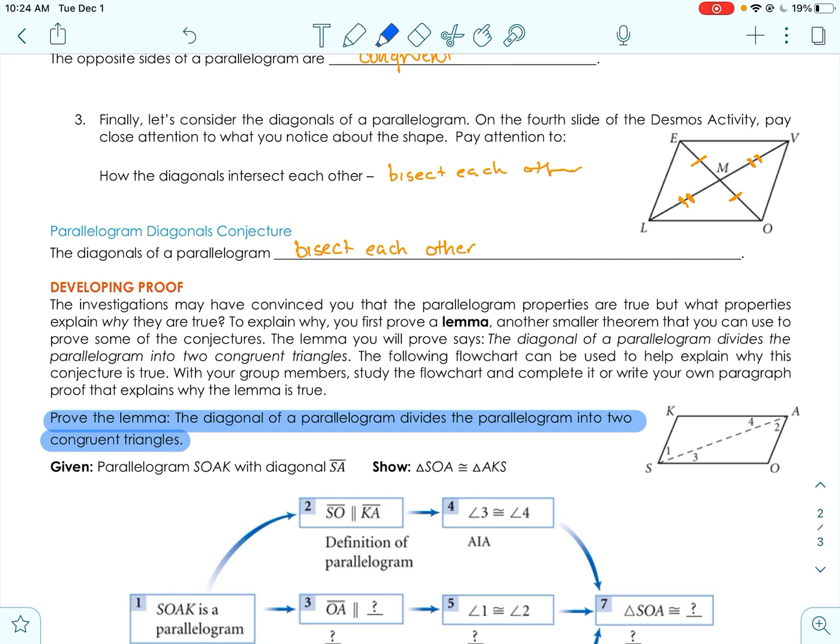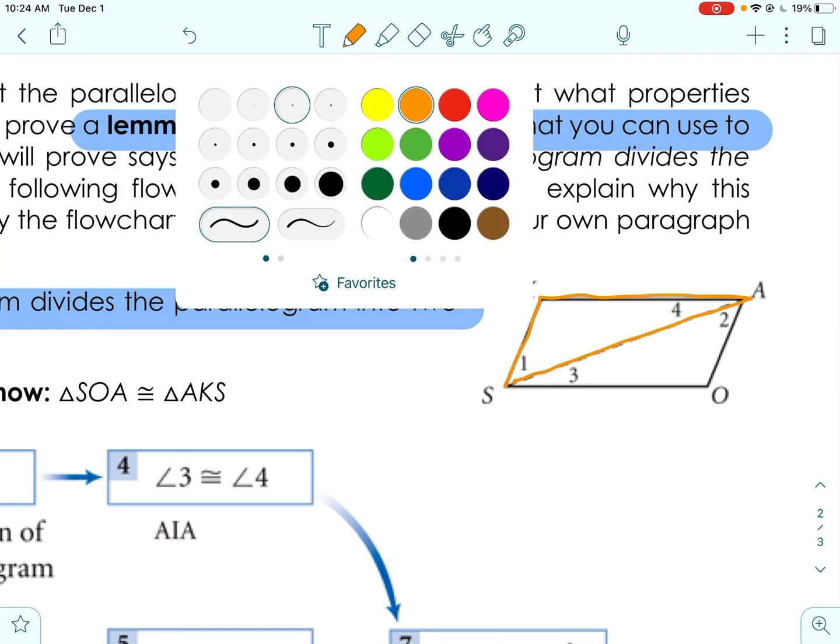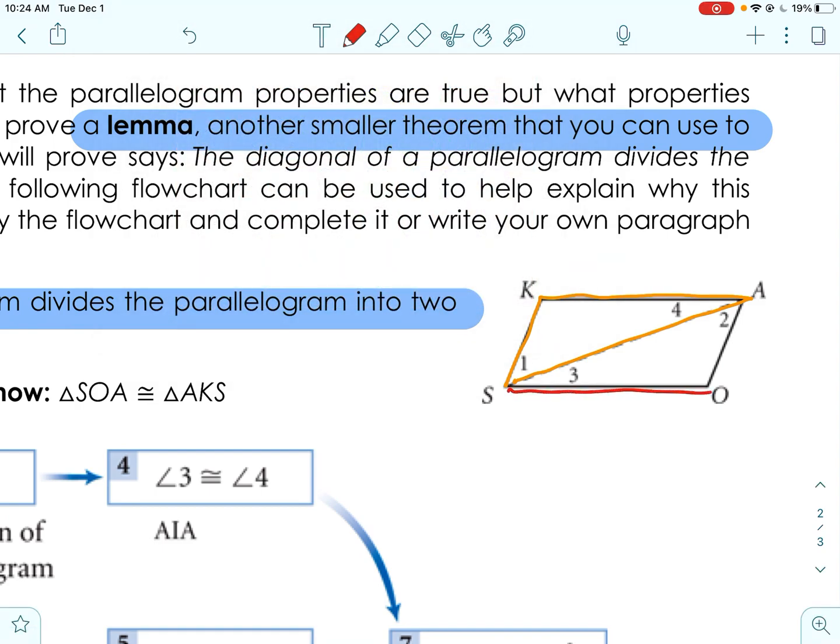You recall that a lemma is another smaller theorem that you can use to prove some of the conjectures. We've had to do that before, where we prove one thing in order to prove our conjectures. So in this instance, we want to prove that the diagonal of a parallelogram divides the parallelogram into two congruent triangles. So if you look at this, that means that this triangle would be congruent to this triangle.